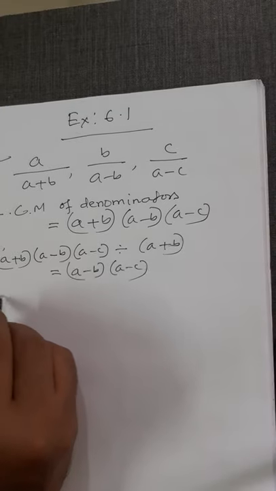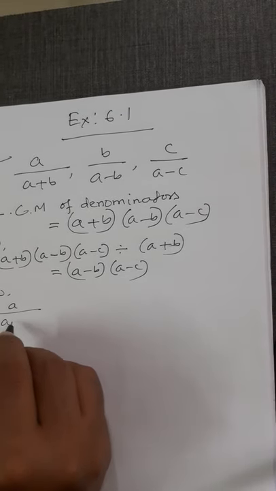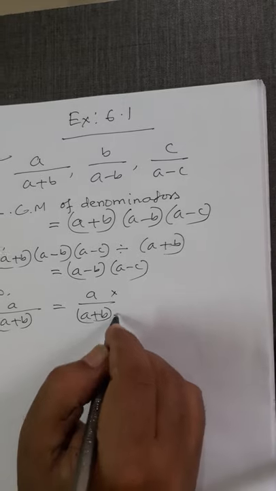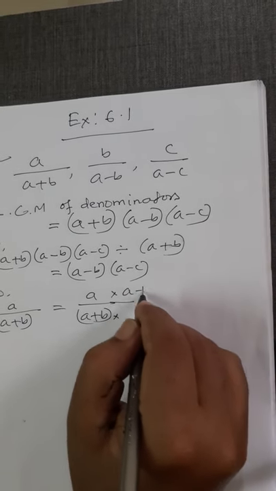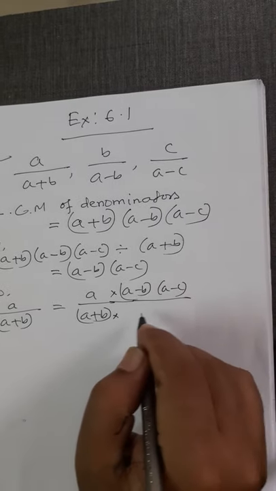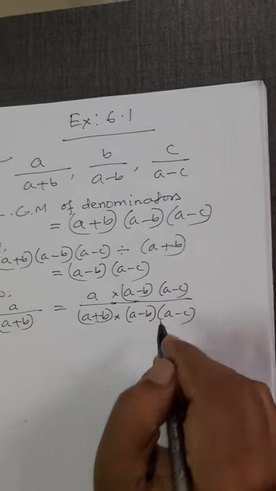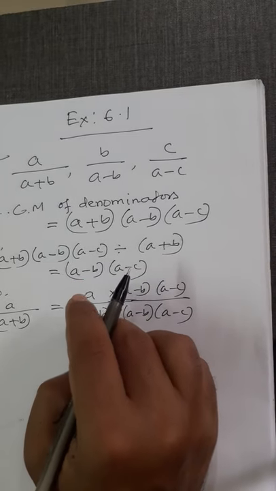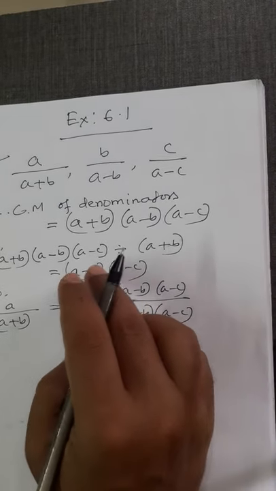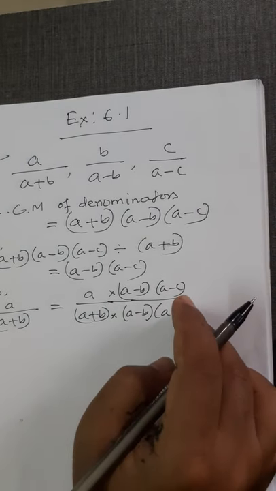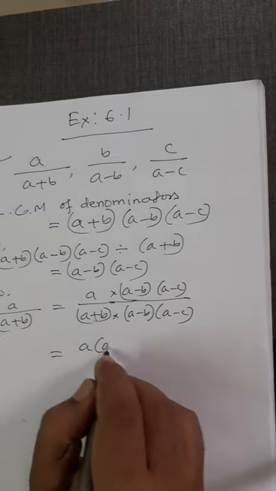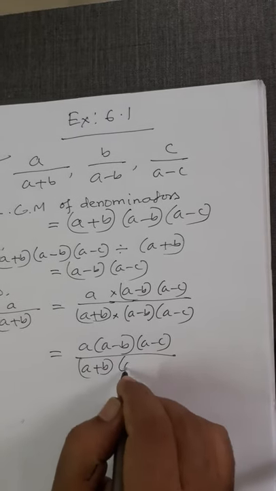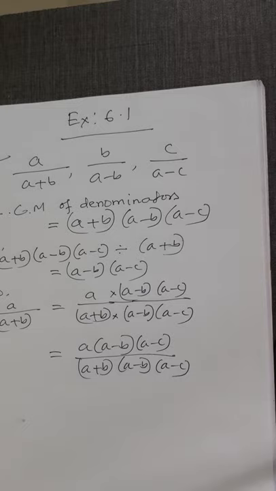Now, A by A plus B equals A by A plus B multiplied by A minus B, A minus C over A minus B, A minus C. Both the numerator and denominator of the first fraction are multiplied by A minus B and A minus C. What you have is A into A minus B, A minus C divided by A plus B, A minus B, A minus C. This is the answer.